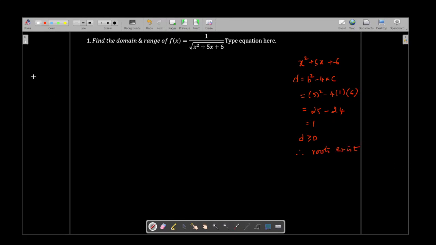So if roots exist, what are the roots? x square plus 5x plus 6, I can write it as x plus 2 into x plus 3. So the roots are minus 2 and minus 3. So I'll write f of x is equal to 1 by square root of x plus 2 and x plus 3.